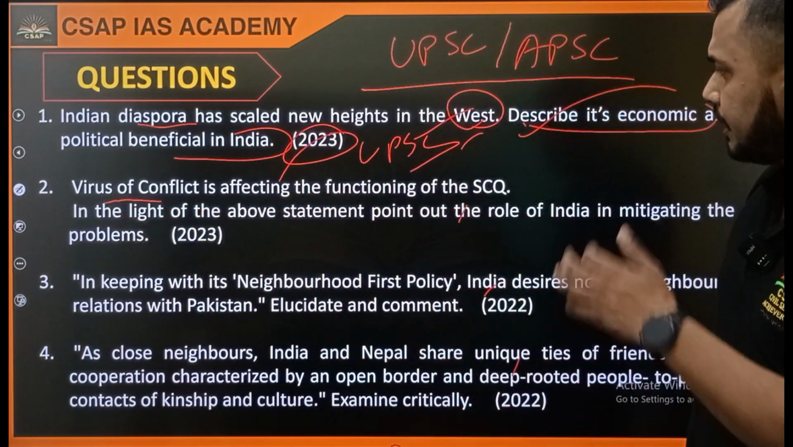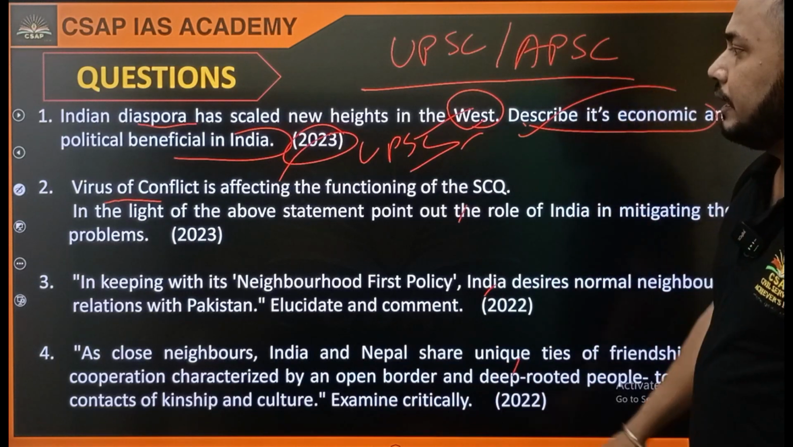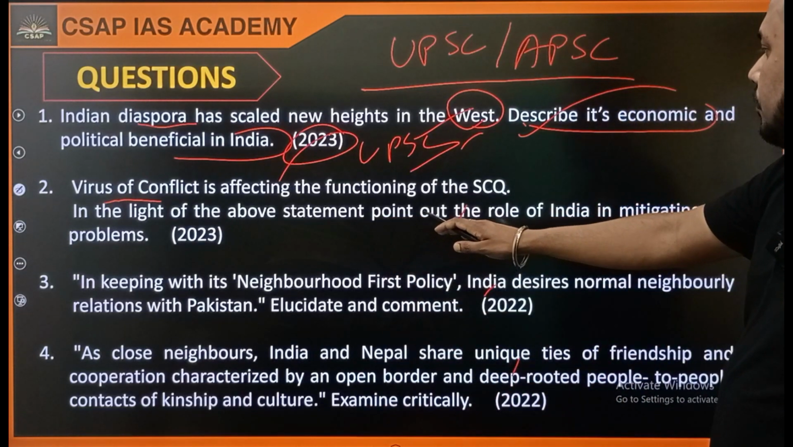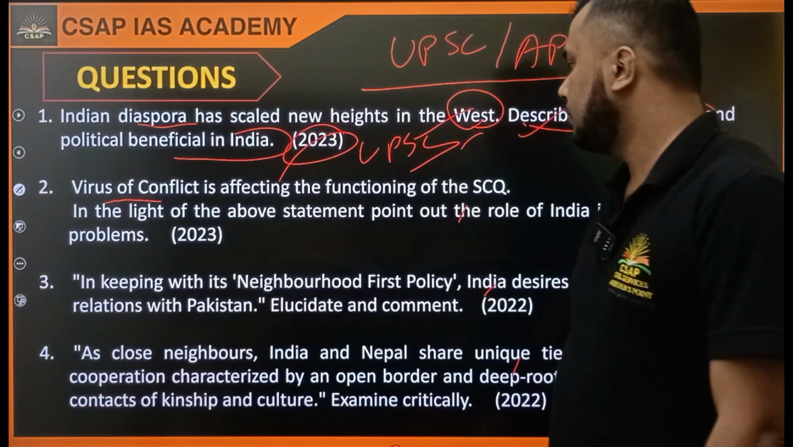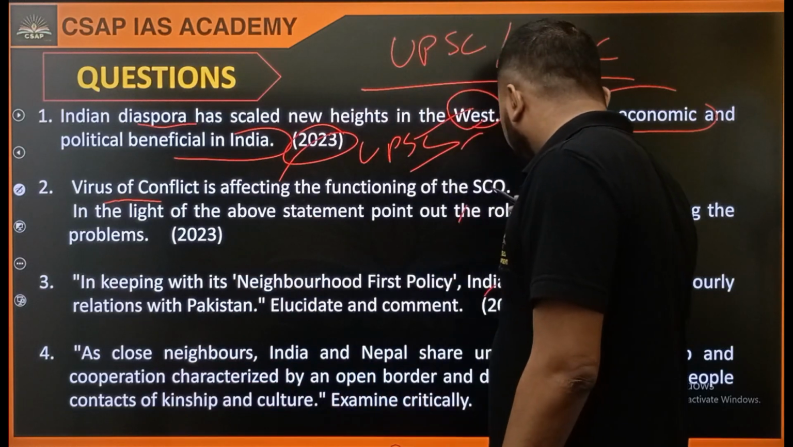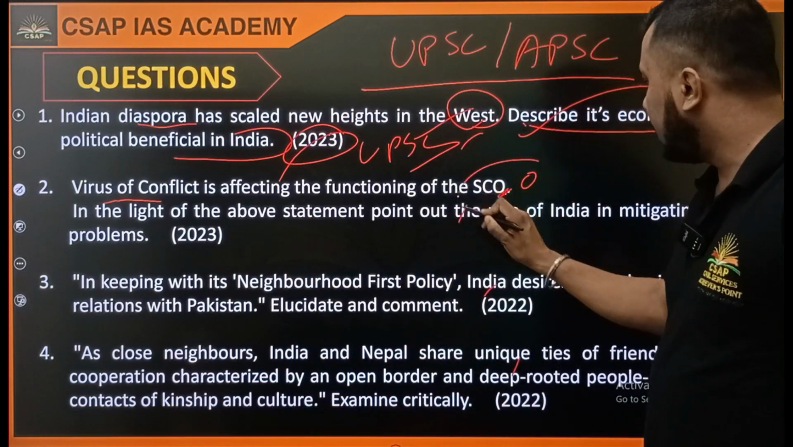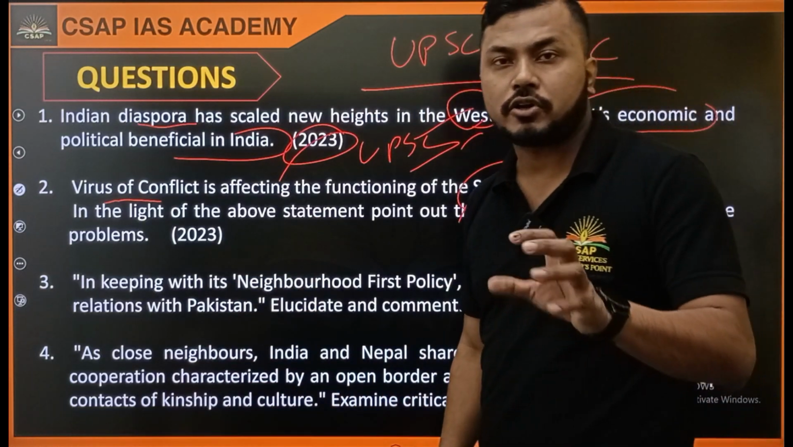Then what has come? Conflict is affecting the functioning of SCO. In the light of the above statement, point out the role of India in mitigating the problems. Okay, so this is not SCQ, this is SCO, sorry. What does SCO mean? Shanghai Cooperation Organization.